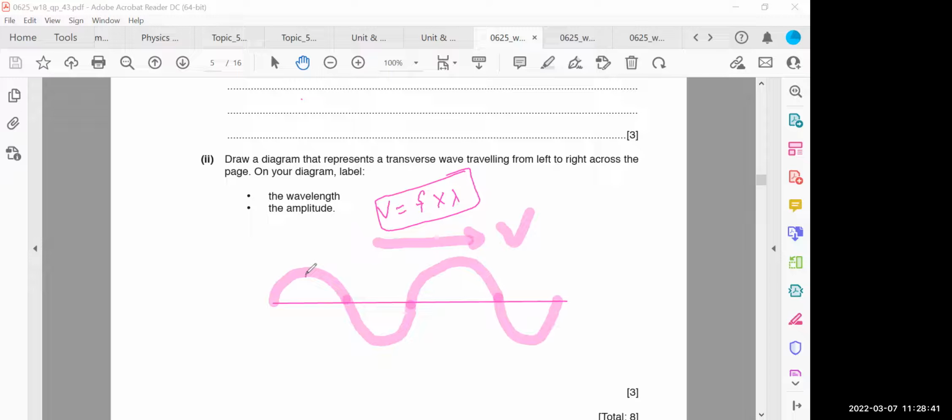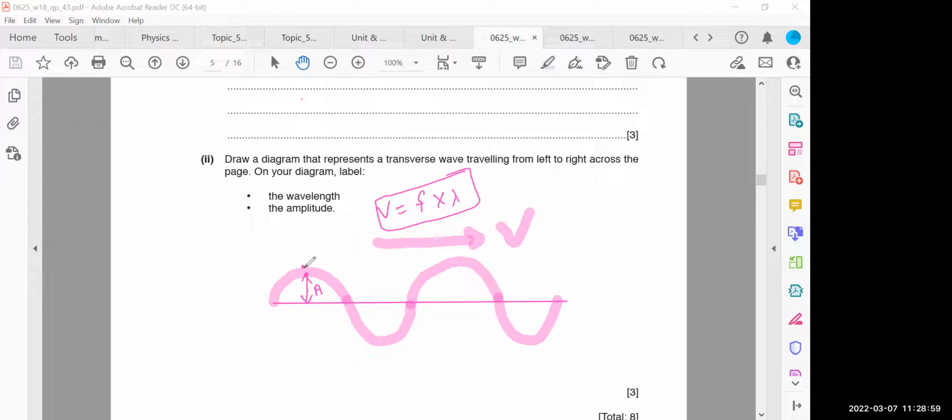The maximum displacement of the particles of the medium from the mean position. This one is called amplitude. Let me write it with the letter A. Where is the wavelength? Sir, the distance from one crest to another crest, or one trough to another trough.